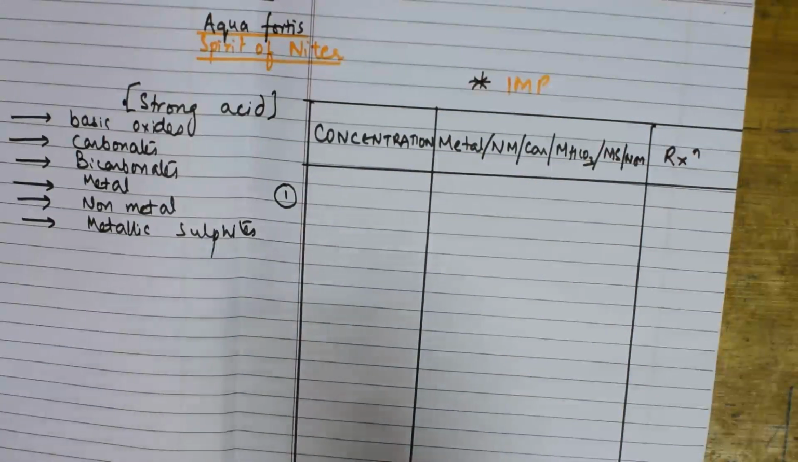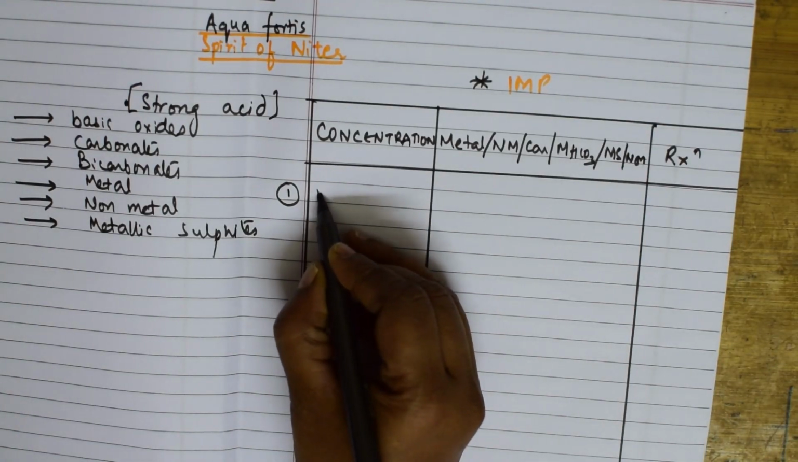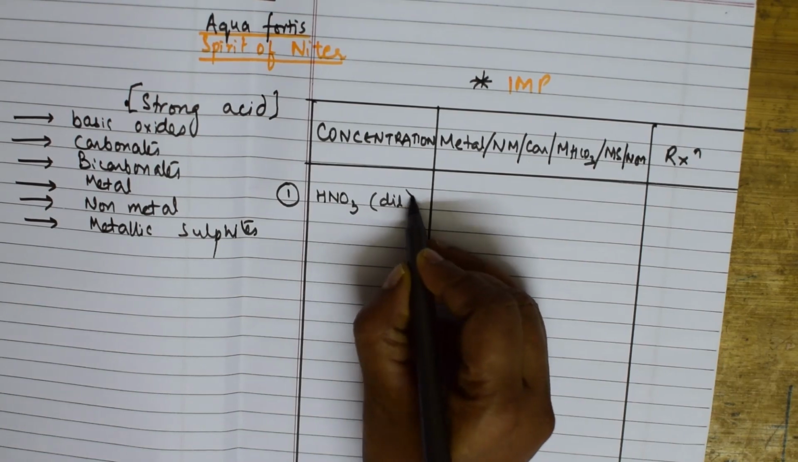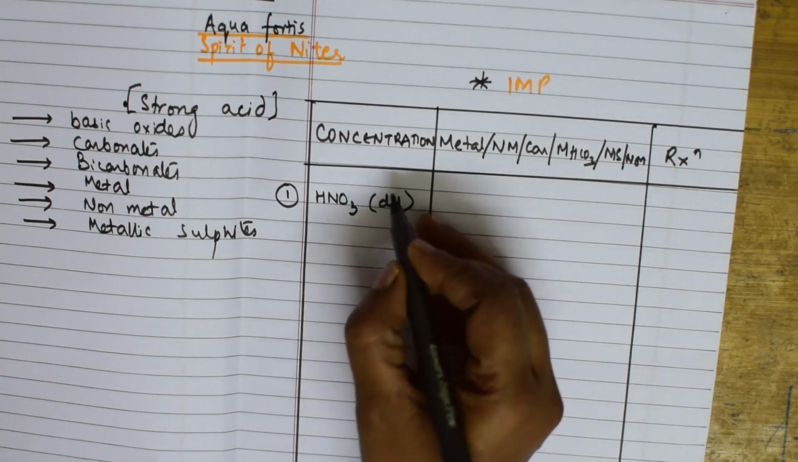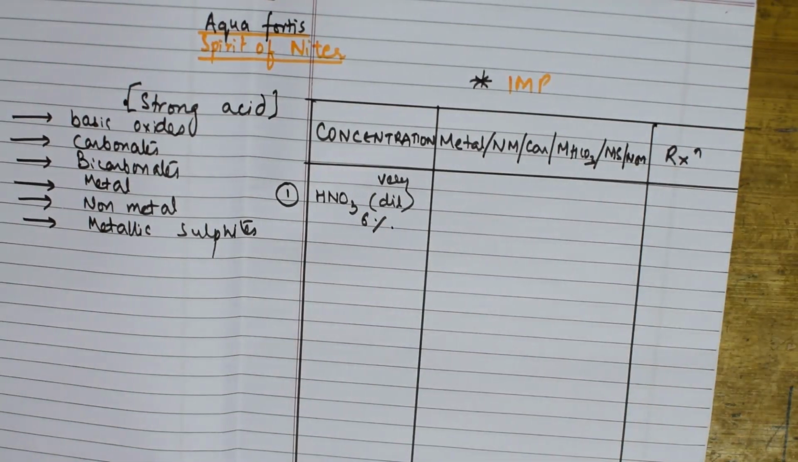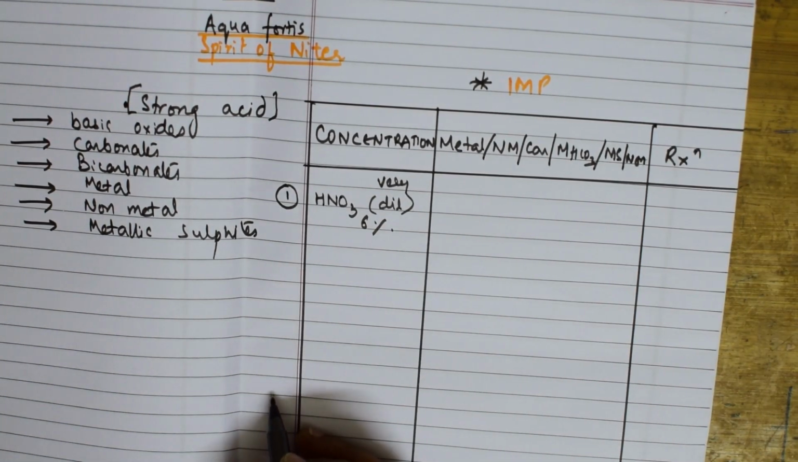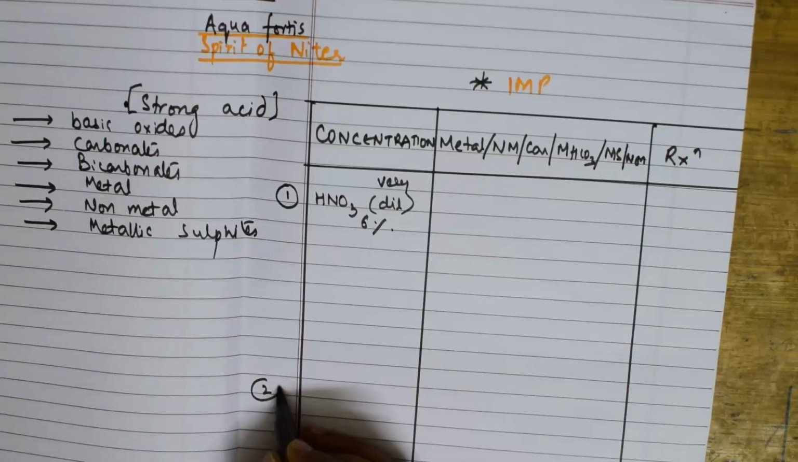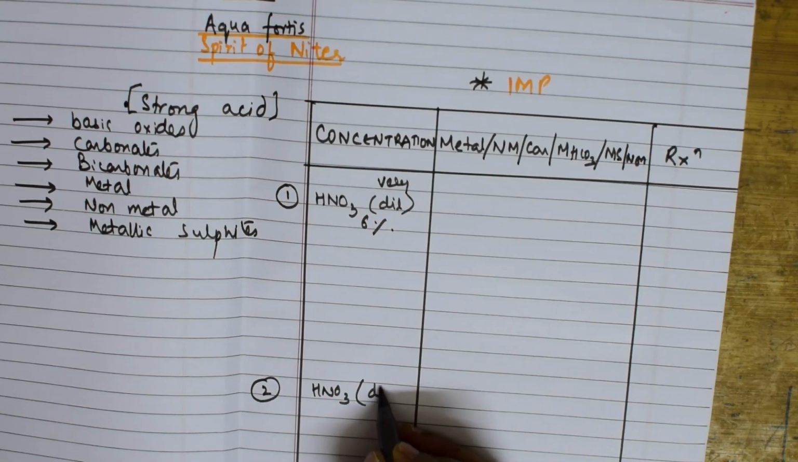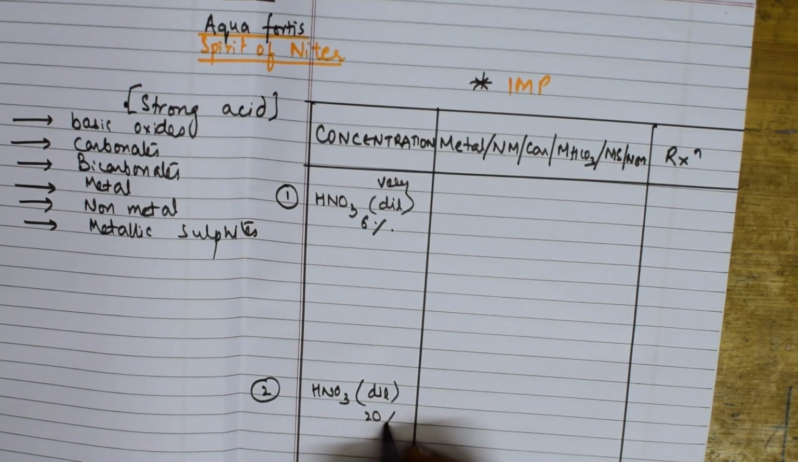Now, suppose if I take the same nitric acid, what am I going to do? I'm going to take very, very dilute nitric acid. What is very dilute? It is 6% of nitric acid. In the next condition, I'm going to take nitric acid again, but this is not very dilute, this is only dilute. How much? 20% I'm taking.